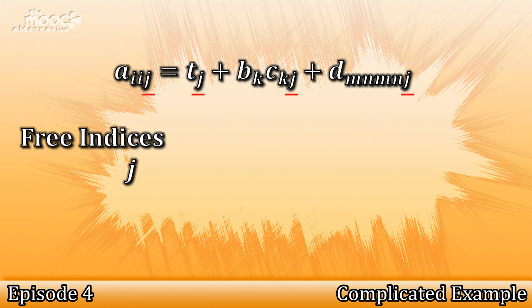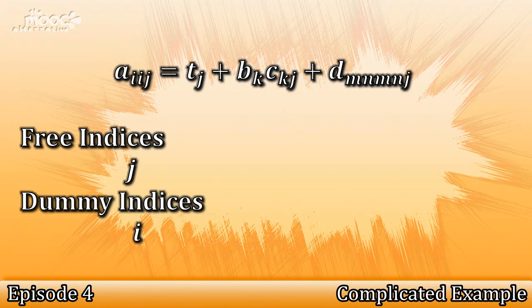No other index appears in every term, so we must only have dummy indices left if the equation is to be legal. i appears twice in the tensor A, but it doesn't appear anywhere else. k appears twice, once in the tensor B and once in C. That doesn't appear anywhere else either. m and n appear exactly twice in the tensor D and don't appear elsewhere. So this equation is valid under Einstein's summation convention.